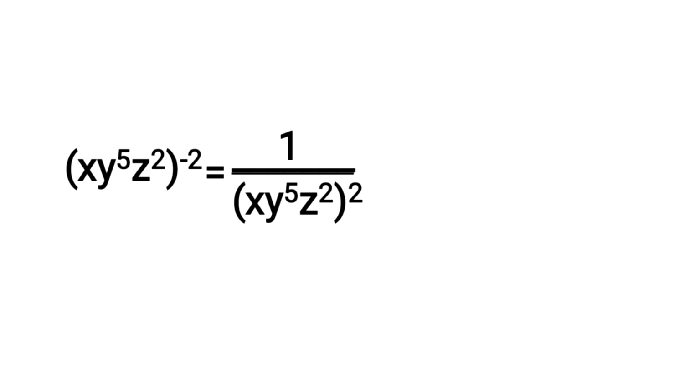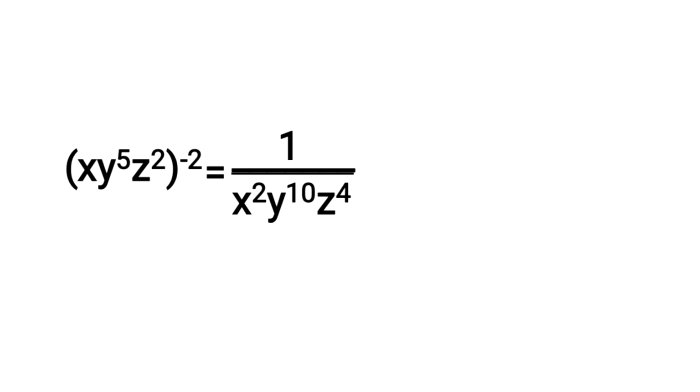2, or squared. So now let's distribute the 2 outside the parentheses, the exponent 2. Distribute this to x, y, and g. So we have 1 over x squared times y to the power 5 times 2, and then times g to the power 2 times 2. So 5 times 2 is 10, and 2 times 2 is 4.